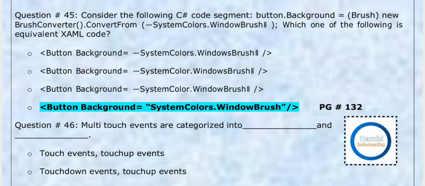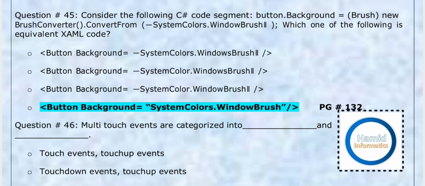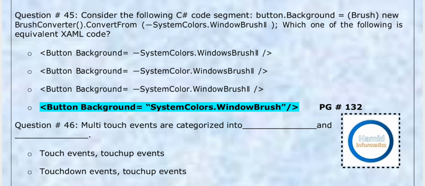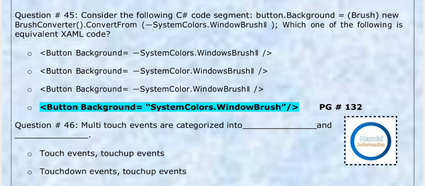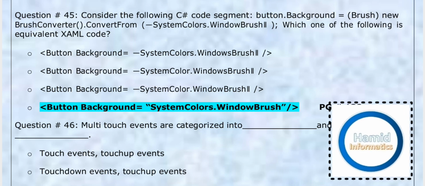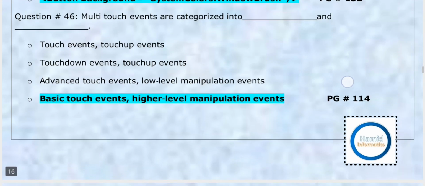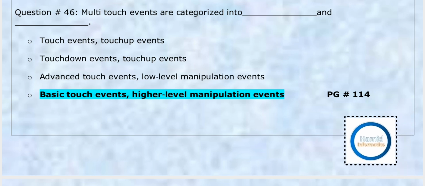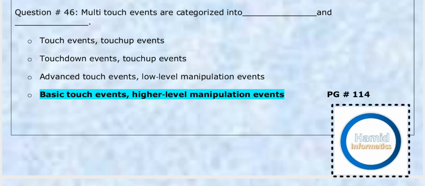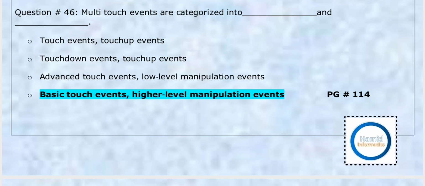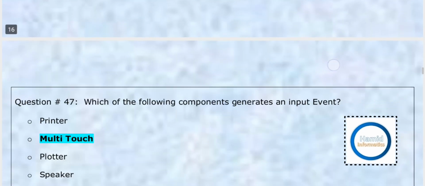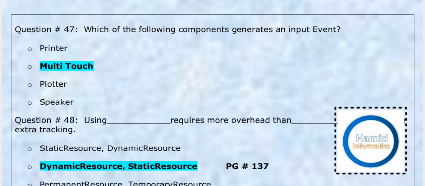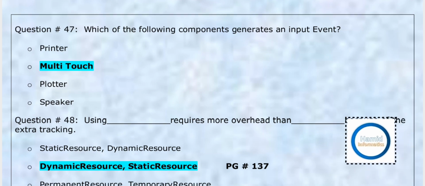To which one of the following is equivalent XAML code, and the answer is <Button Background="SystemColors.WindowBrush" />. Multi-touch events are categorized into dash and dash: basic touch events, higher level manipulation events. Next is which of the following components generates an input event? Multi-touch.